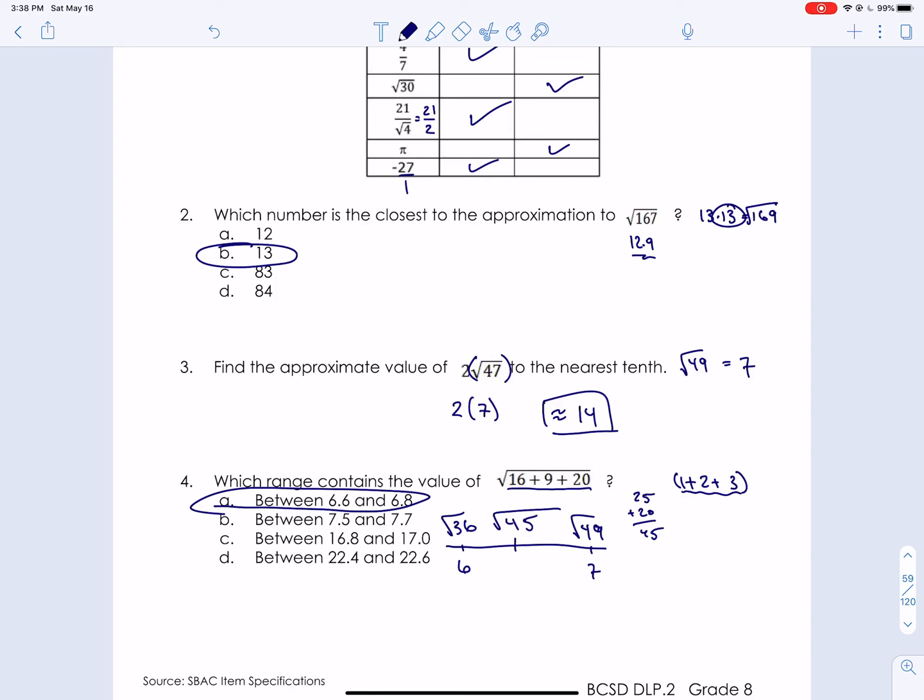Those other ones are definitely not going to work because they're all larger than 7, and we know it's not larger than 7. So again, thinking about what we would do to estimate, is it going to be right in the middle? No, it's going to be closer to the 7. Okay, so that's it for that.